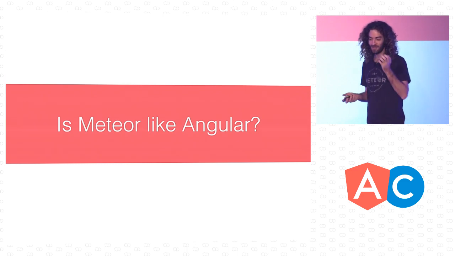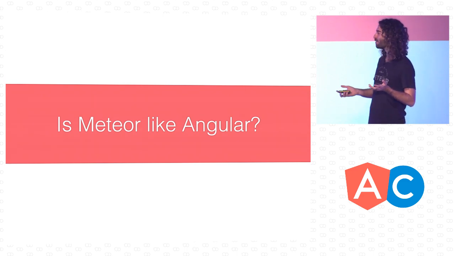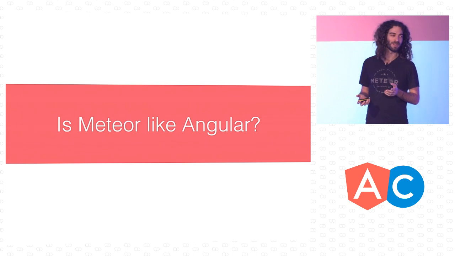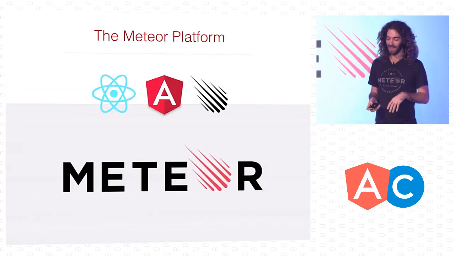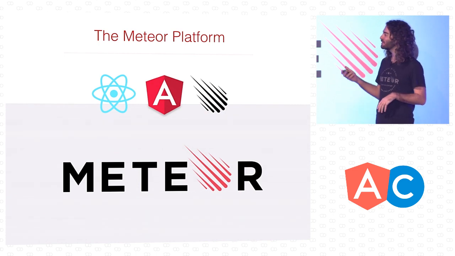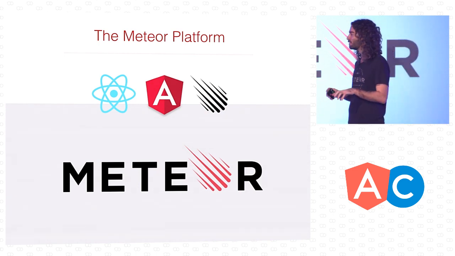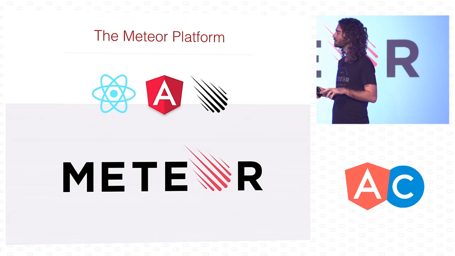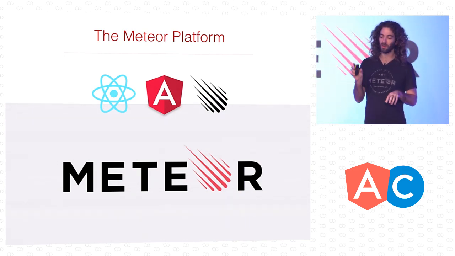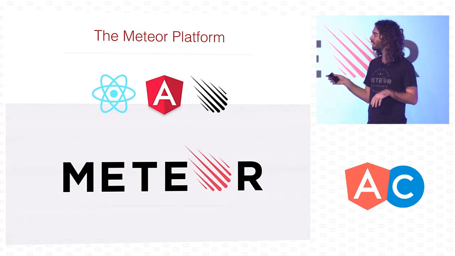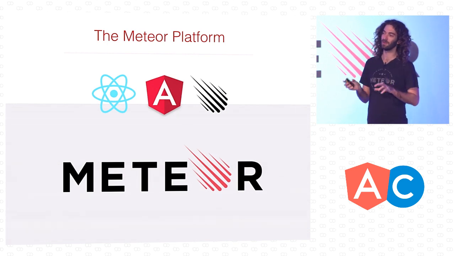So how does Meteor relate to Angular? Some people ask in the forums, is Meteor better than Angular, or Angular better than Meteor? So Meteor is a platform, like I said, and it's decoupled. It has decoupled parts. So you can actually use Meteor with React. You can use it with Angular 2.0, with Angular 1.0, or with Blaze, and you can actually mix and match them all together.